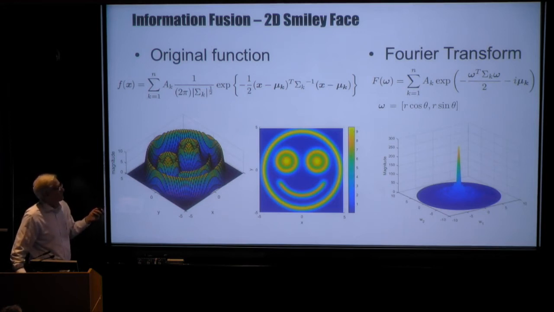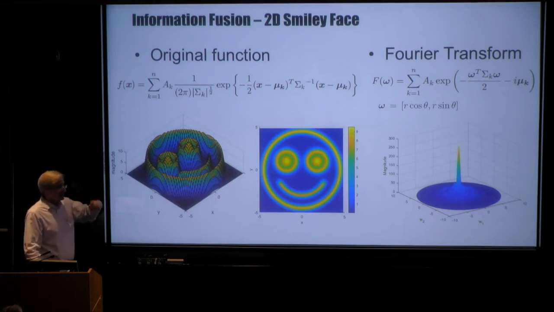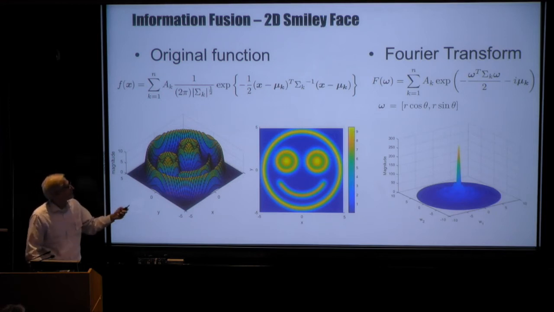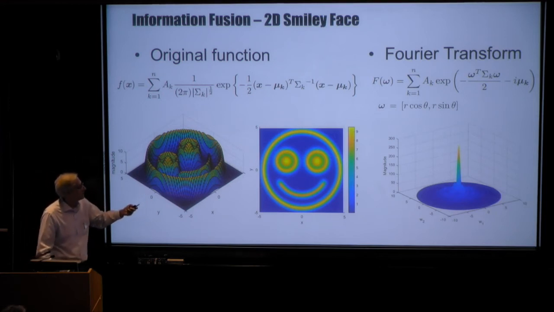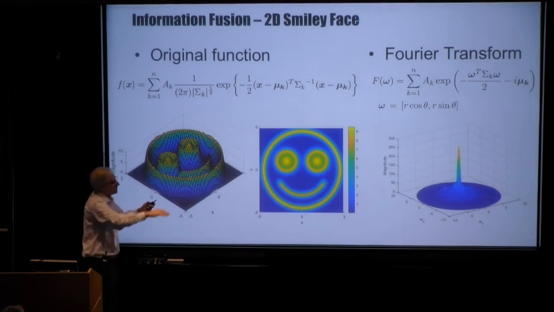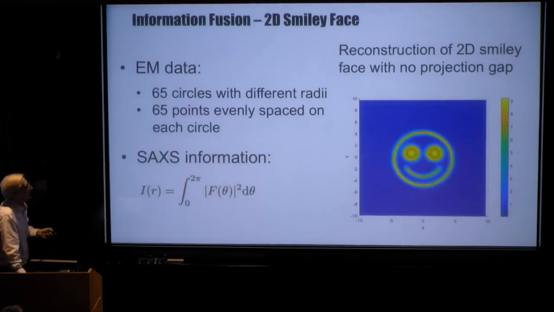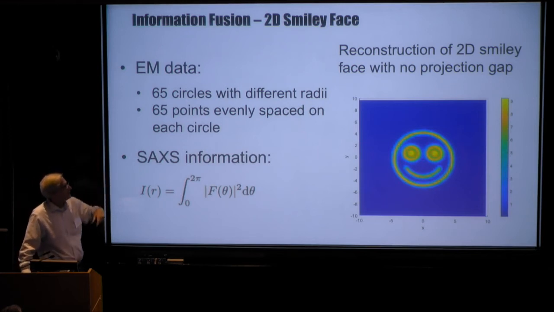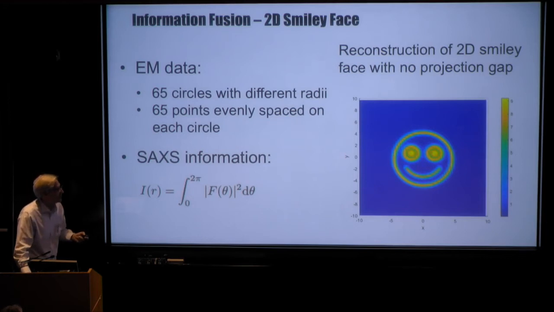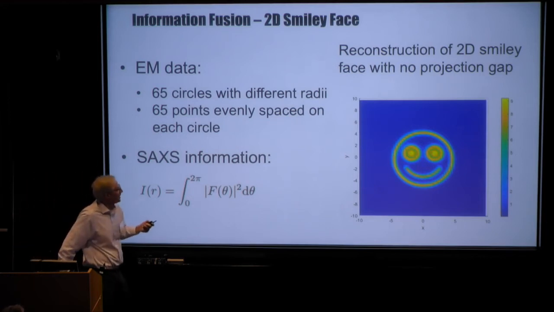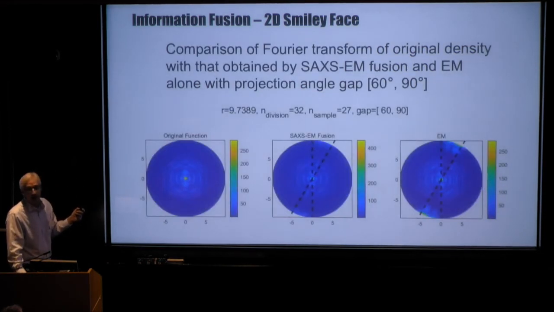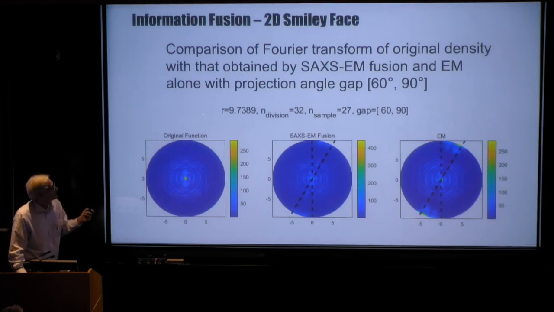And now we're going to do a pretend, and it's pretend at several levels because we're still looking at density in the plane rather than 3D, but we'll get to 3D. We're going to do some pretend EM projections by doing slices in Fourier space at different angles. And of course, if we sample going around enough, in this case 65 angles, then we can reconstruct our smiley face very well, just as is done in computed tomography in medical imaging. Now, what if we have a wedge of missing projection directions? This is in Fourier space.